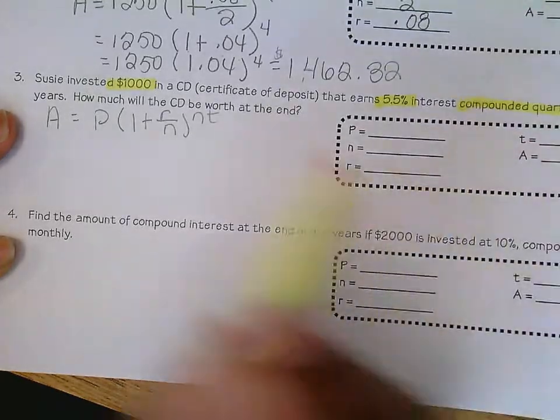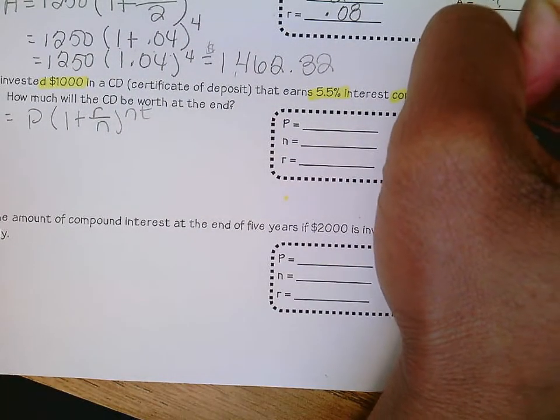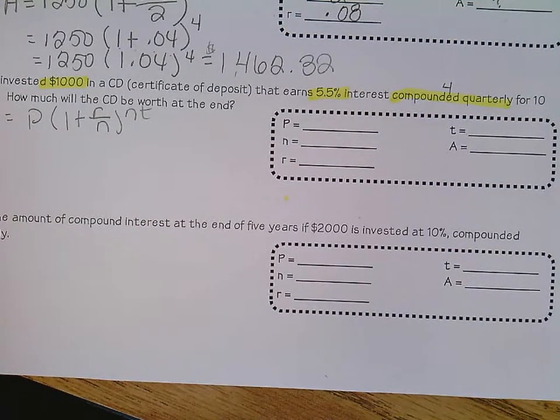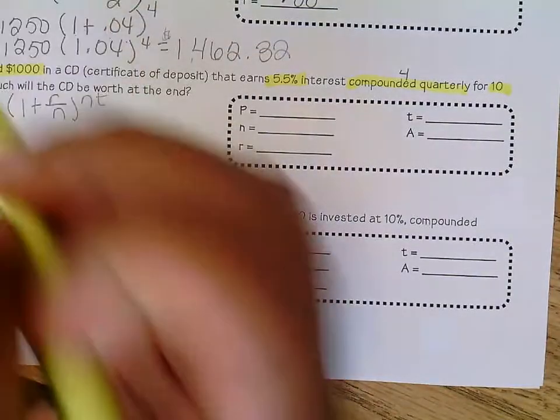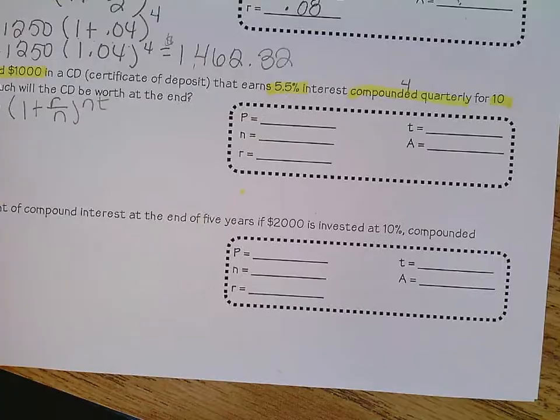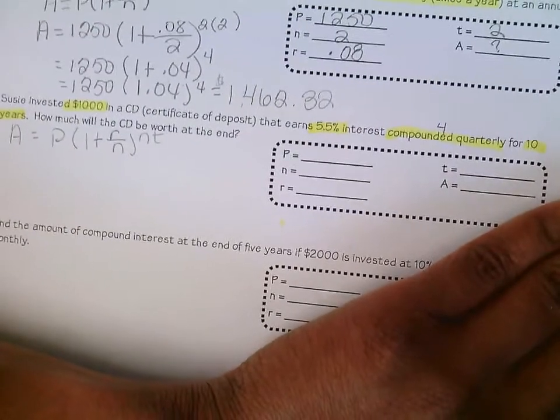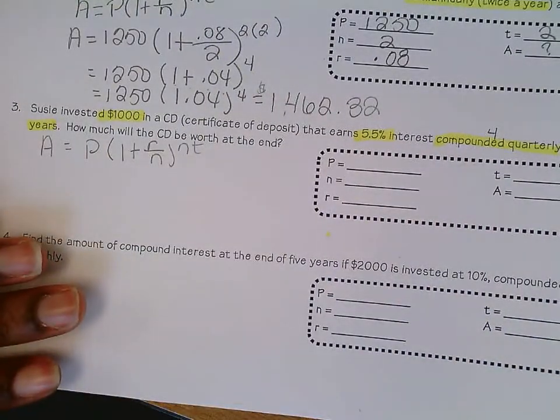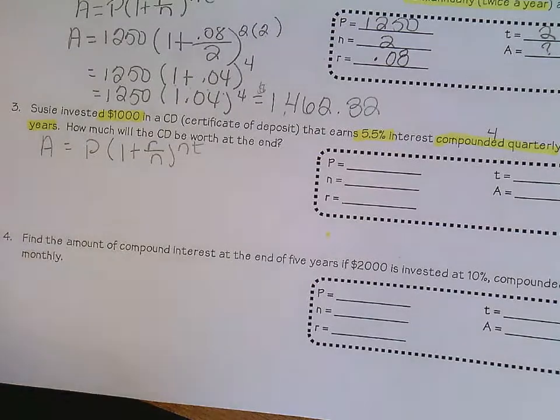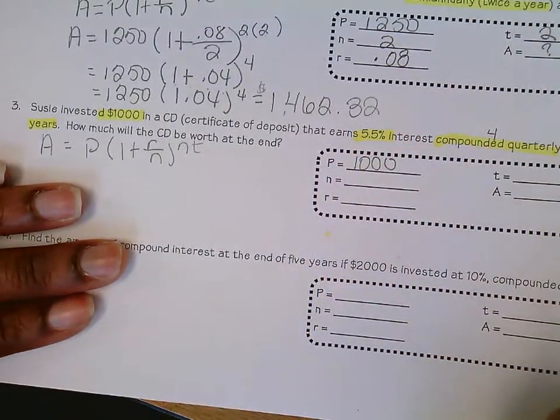How many quarters are in a dollar? 4. So quarterly would be 4 times. It's compounded 4 times a year, for 10 years. How much will the CD be worth at the end? Okay. So if you look here, we're going to plug in the important information. She invested. That was the initial amount, which is the principal, $1,000.